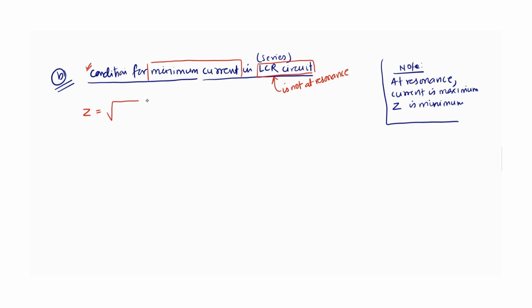And we know impedance Z equals under root R square plus XL minus XC whole power 2. So we can write in this way also, under root R square plus XL is omega L minus XC is 1 by omega C whole power 2. So we have this. Clear? Now we know in resonance Z is minimum. Now for this condition, Z is not minimum. So we need to keep in mind that Z is not minimum.